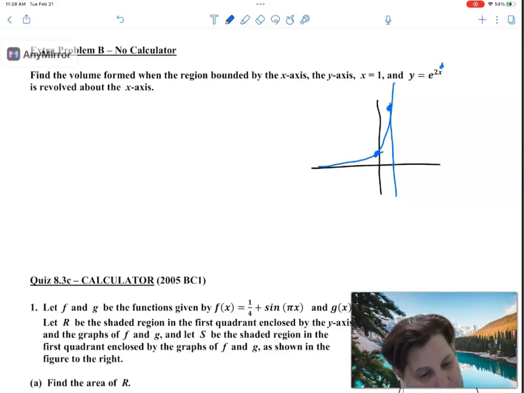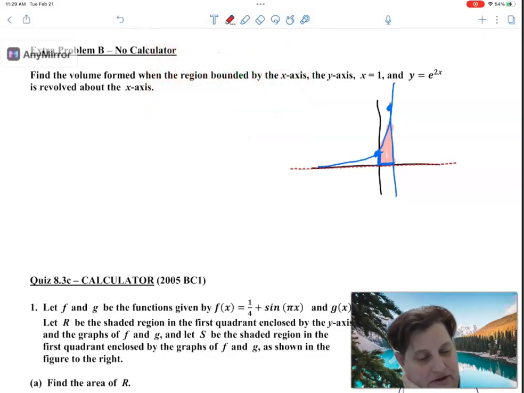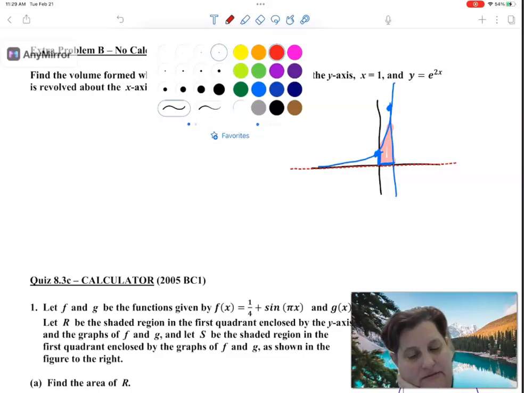Okay, and then the x-axis and the y-axis. So here we go. I have this little volume area right here. All right. x equals 1 and e to the 2x. Okay, perfect. And we're revolving this around the x-axis, which is good. That means I can do a dx.